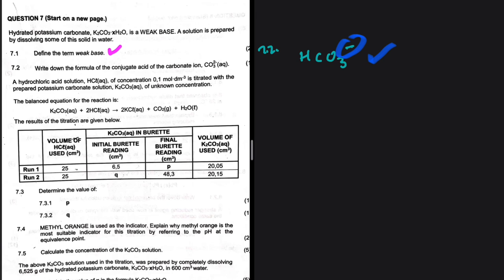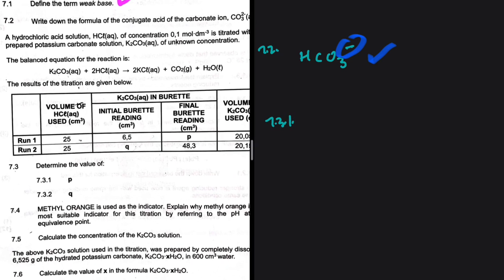In 7.3, a hydrochloric acid solution HCl of concentration 0.1 mole per decimeter cube is titrated with the prepared potassium carbonate solution of unknown concentration. The balanced equation for the reaction is K2CO3 plus 2HCl to give us 2KCl plus CO2 plus H2O. And then the equations. 7.3.1 determine the value of P. Okay, so let's take a look at what happens.